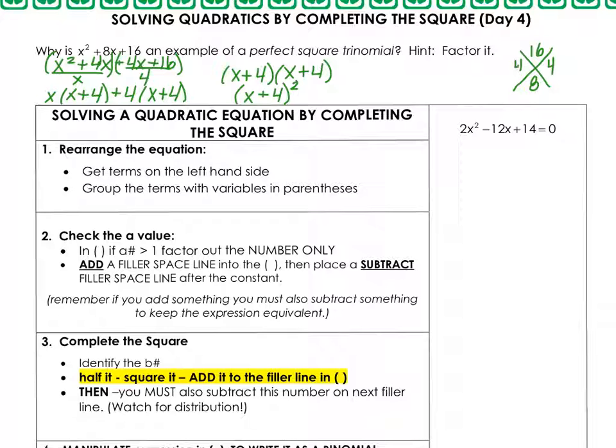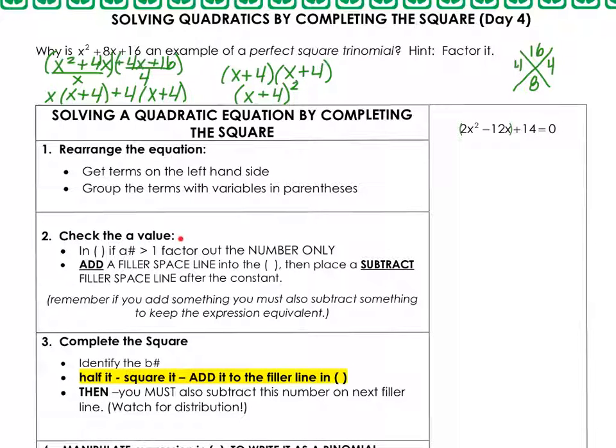So we've already introduced the idea of how to solve quadratic equations by completing the square. Today I'm going to take you through steps that can be used to do that same process. The first thing is to rearrange the equation by getting the terms on the left-hand side and then group the terms with the variables in parentheses. And remember, we do that because those are the ones that I can try to manipulate and change to make look like a square. So I've grouped them together and everything is on the left-hand side.